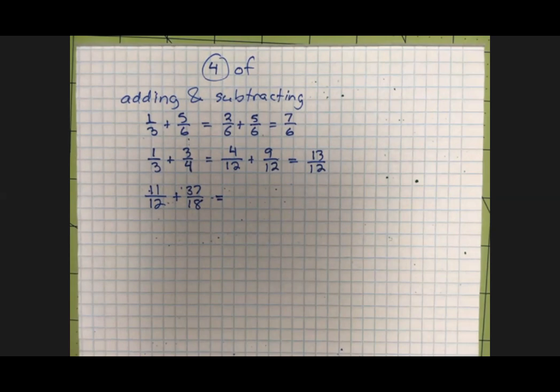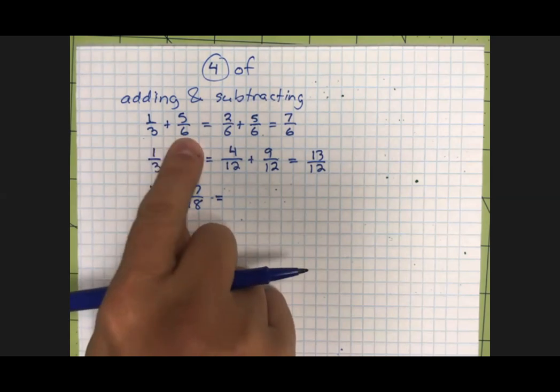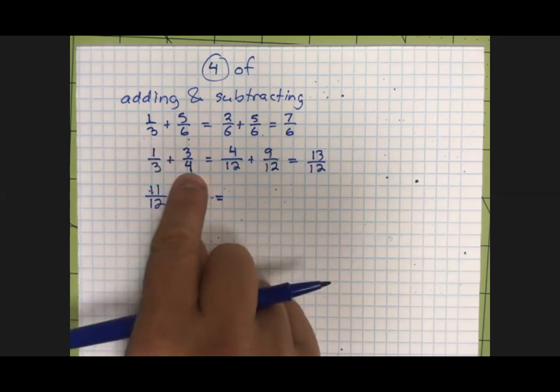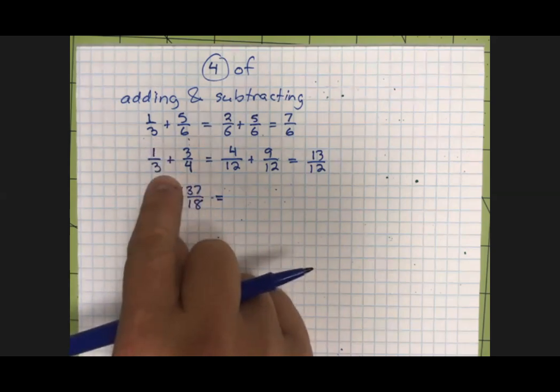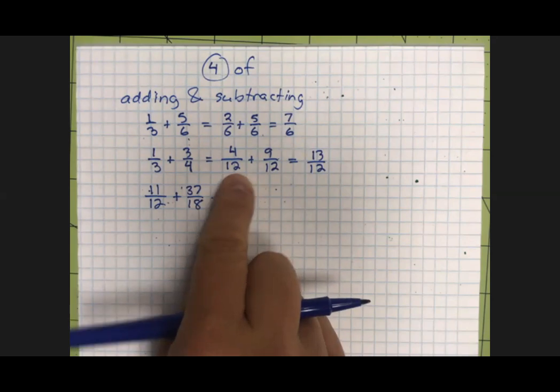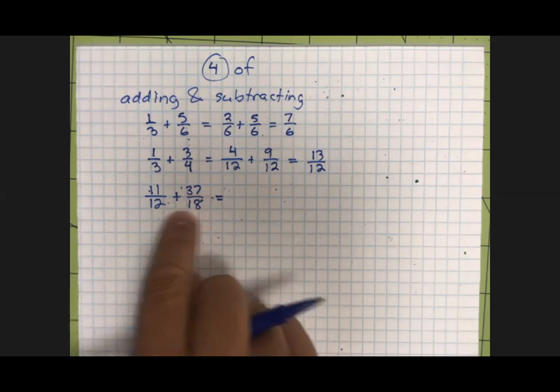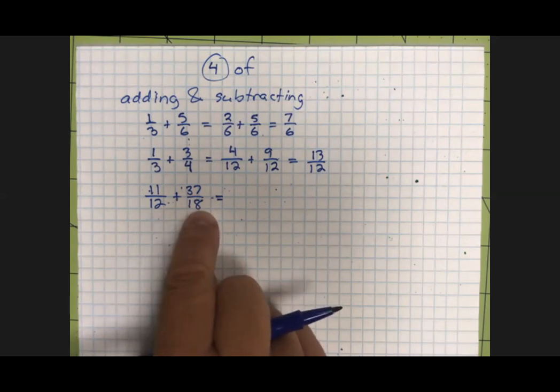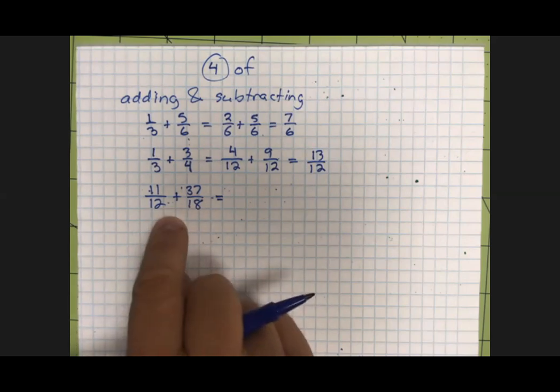So I say 11/12 plus 37/18. Now you do acknowledge, the first problem you said 3 and 6, they had something in common. All I have to do is multiply by 2. Here you said 3 and 4, they've got nothing in common. I'm gonna have to multiply them out. I do not want you to multiply out 18 and 12 to make a common denominator.